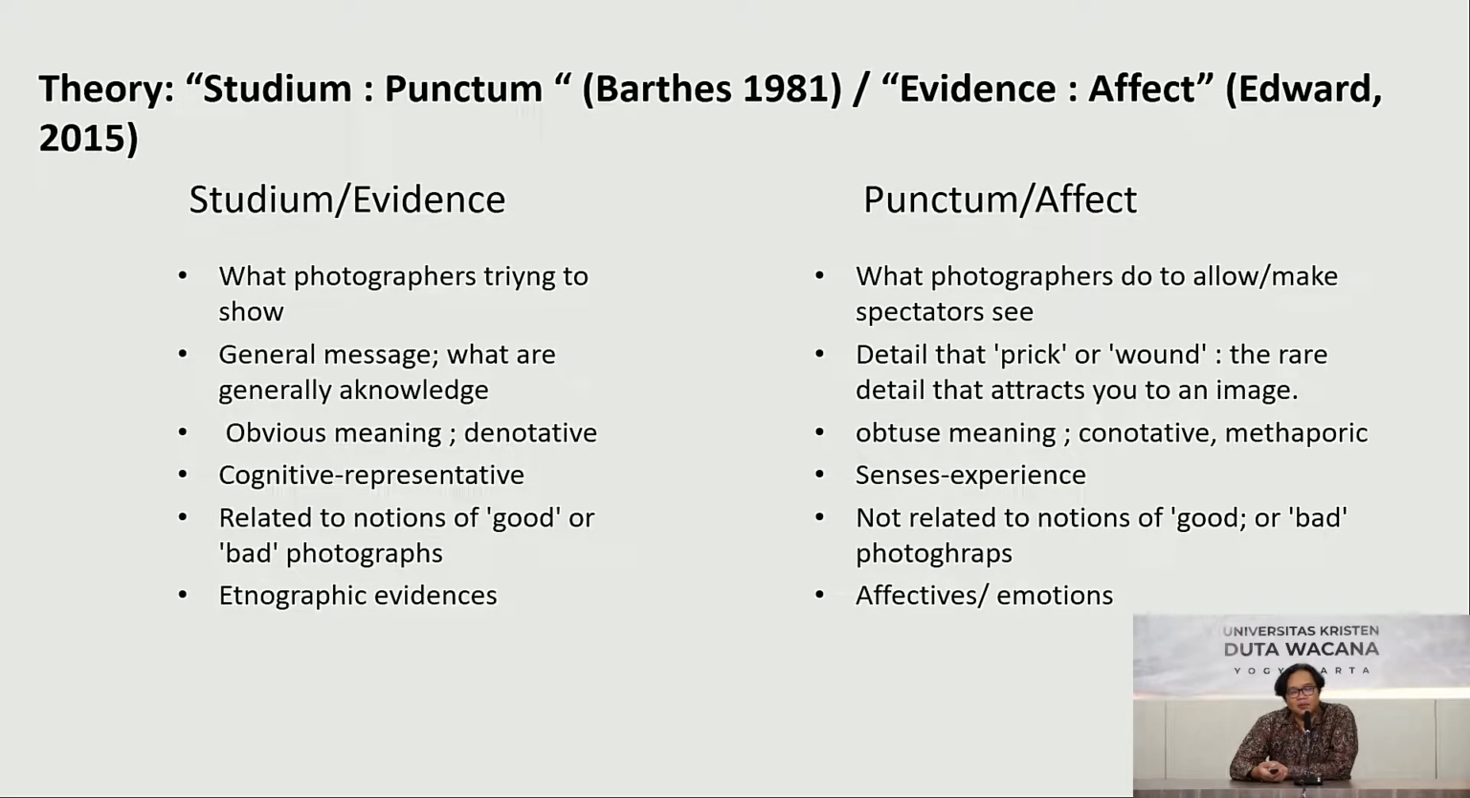The studium side of a photograph is related to the notions of good or bad photograph, to how the photograph is composed, the angle, and everything related to the technical aspects of photography. But the punctum side is not really related to the notion of good or bad photograph, but more to how that photograph can reveal our emotions or the affective side of our cultures. In the studium side, photos can reveal ethnographic evidence of how people wear their clothes every day, how people build their houses, how people speak, and how people act in their everyday life. It's more like ethnographic data, and the punctum side is more like the feeling or emotions of how culture is experienced by people.